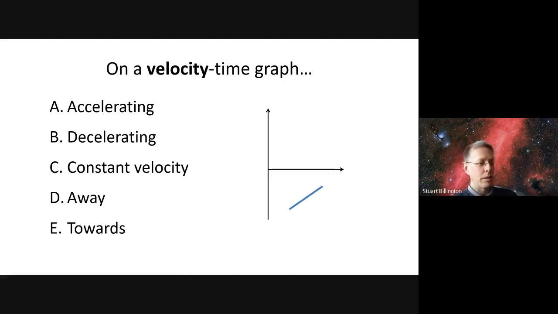Okay, so let me go through it with you. So it's below the axis, so the velocity is always negative, which means it's coming back towards us. So you need to settle on E. But then is it A, B, or C? Well, it's changing, so it's not C. And remember, these are big numbers and zero's in the middle. So when we're heading towards zero, that means that the velocity is getting smaller and smaller and smaller. The speed's getting smaller and smaller and smaller. It's heading towards zero speed. It's decelerating. So your answers are B and E.